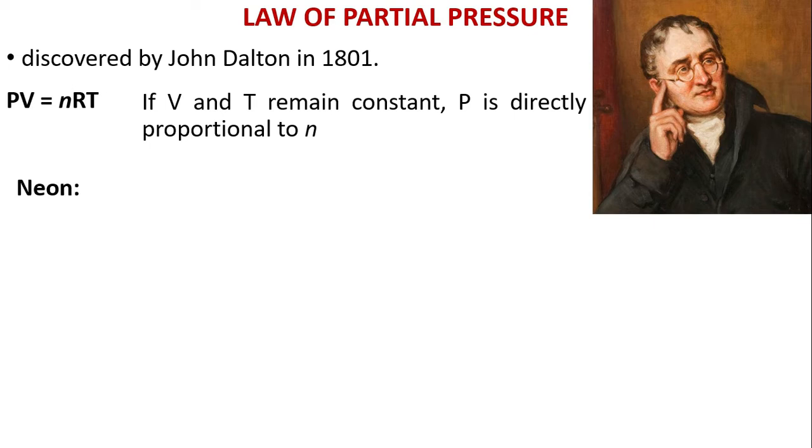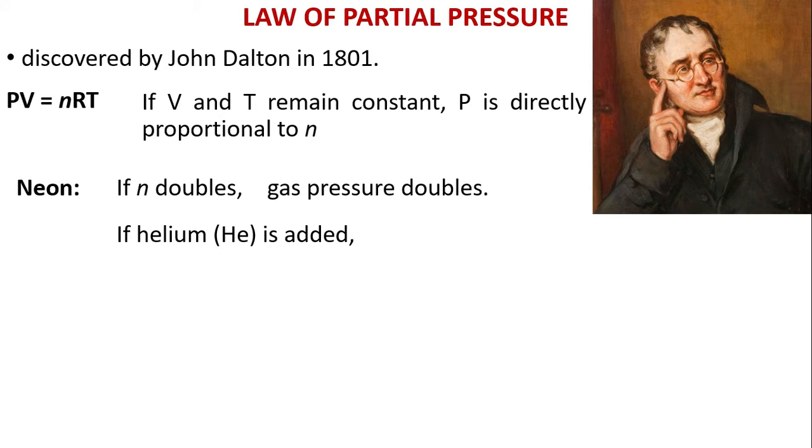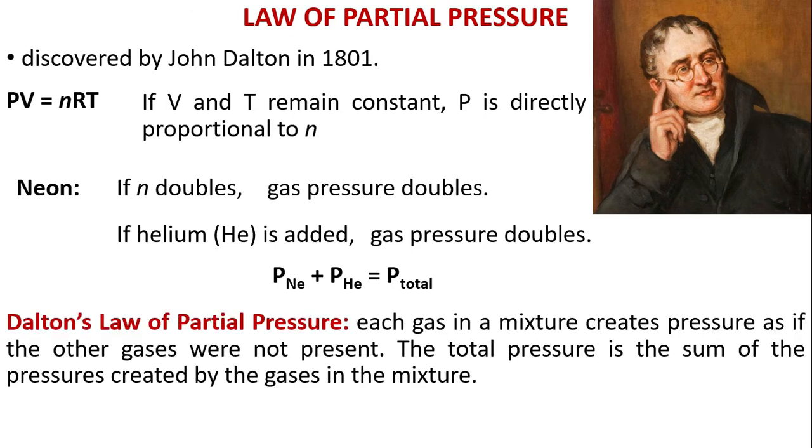Let's take for example neon. If the amount of neon doubles, the gas pressure of neon doubles. So Dalton's law immediately follows from this example, since each gas is causing 50% of the pressure. Meaning if helium is added instead of another neon, gas pressure doubles. Summing their two pressures gives the total pressure. We can have this equation: pressure of neon plus pressure of helium gives us the total pressure. This is what Dalton's law of partial pressure says.